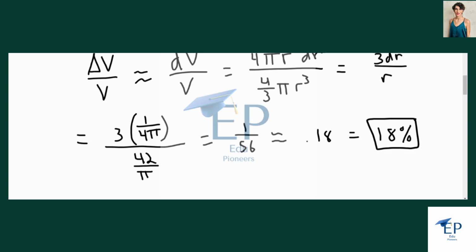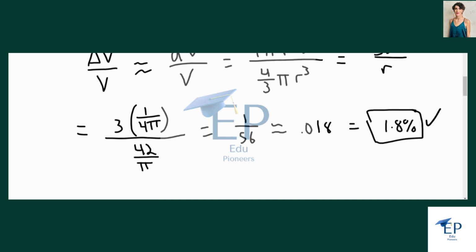I'm sorry, I did this wrong. This should be 0.018. Okay. And then we would have 1.8%.